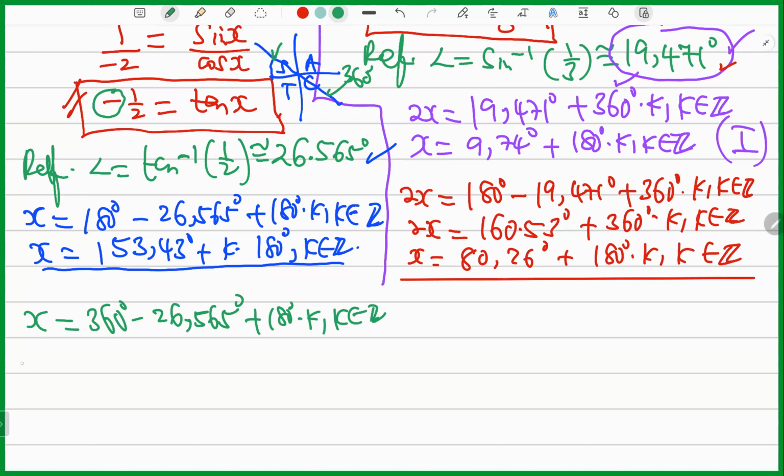Of the set of integers, which means x is the same as 360 degrees minus that, minus 26.565, so that is 333.43 degrees plus, okay, what do we add? We add 180 degrees times k, where k is an element of the set of integers. So this is what we get, and that is the result.